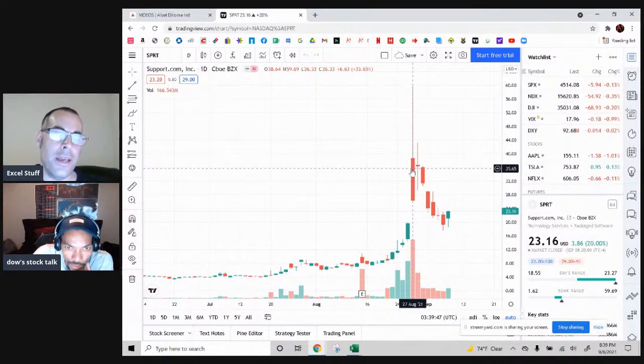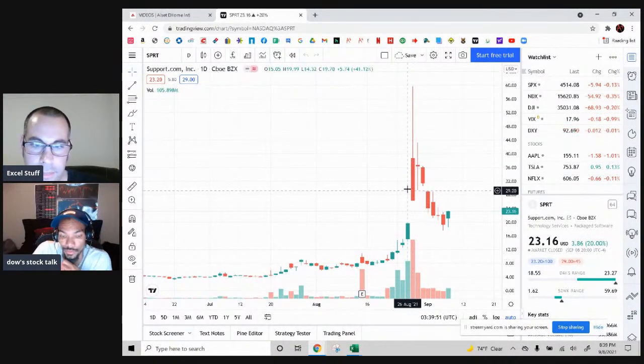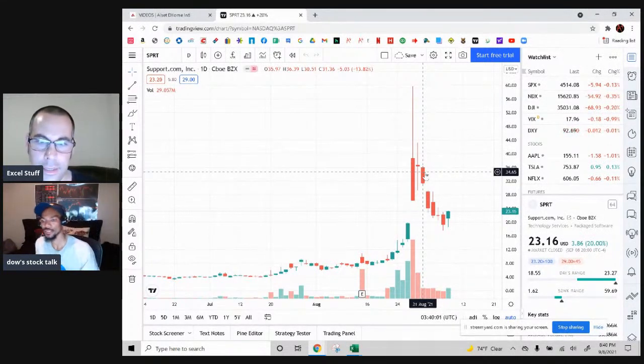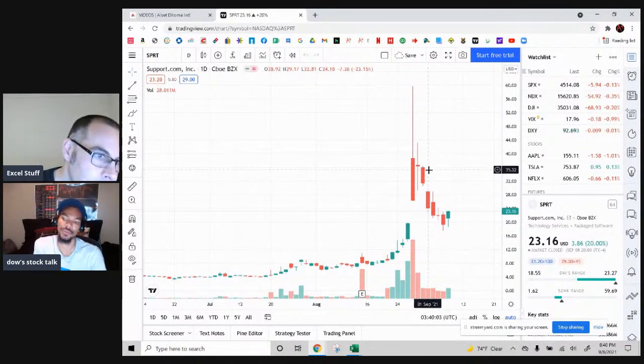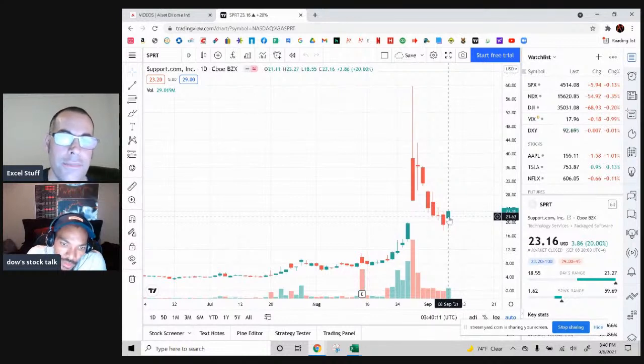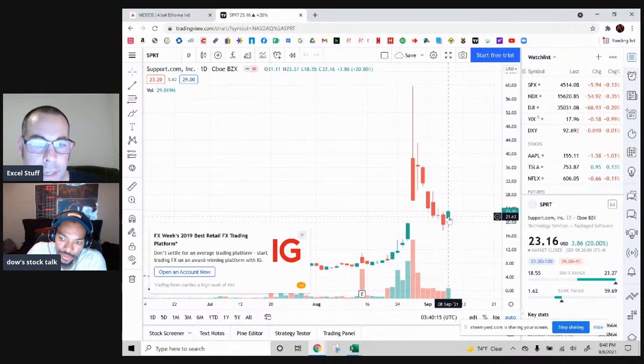So if the close is lower than the open, it's red. If the close is higher than the open, it's green. I looked at some of the comments. Someone mentioned there was more selling volume on that one. But I think that's why it's red and green. If the close is higher than the open, it's green, like in this case.